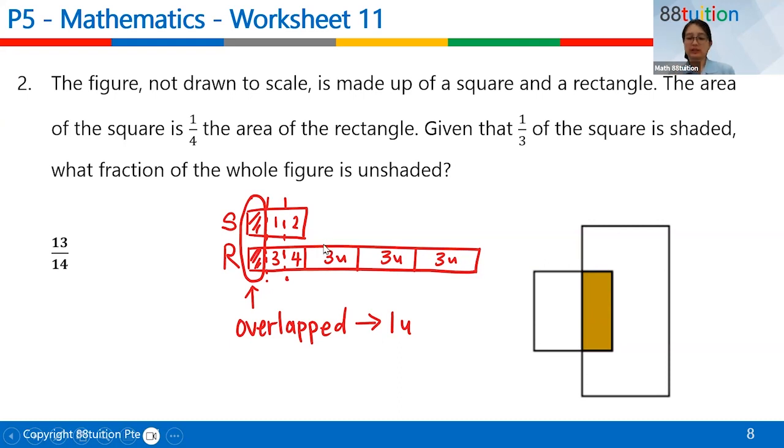Then just count already. The rest is unshaded, right? So if you count 1, 2, 3, 4, now I'm lazy, I just do the 3 times table. 3, 6, 9. So 9 units plus 4 is 13. Then 13 plus this shaded is 14. Right. So it's the unshaded over the whole figure.